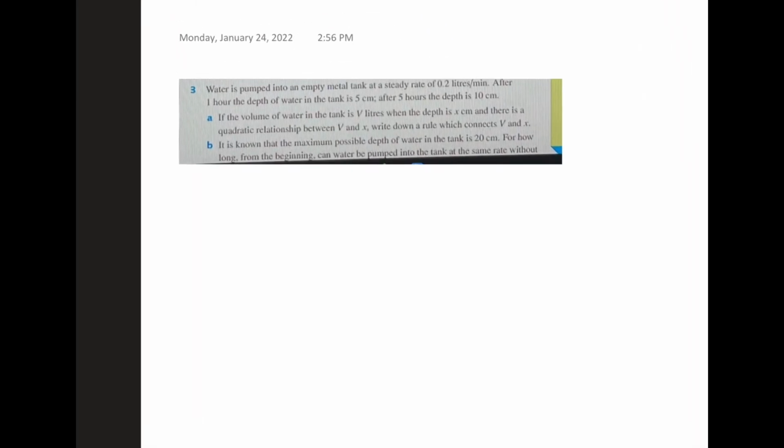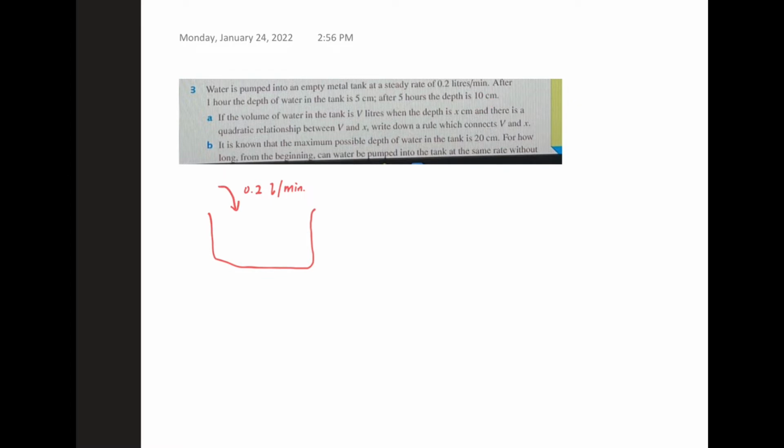Now let's look at the second question. Water is pumped into an empty metal tank at a steady rate of 0.2 liters per minute. Imagine I draw out the water tank. This is the water tank. Water is going in at the rate of 0.2 liter per minute. After 1 hour, the depth of water in the tank is 5 cm. After 5 hours, the depth is 10 cm.